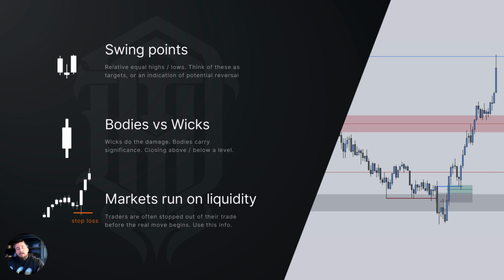And again, there are swing points. They can be relative equal highs or lows. These can be considered targets or an indication of a potential reversal.